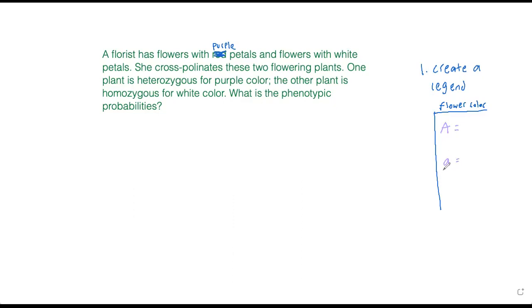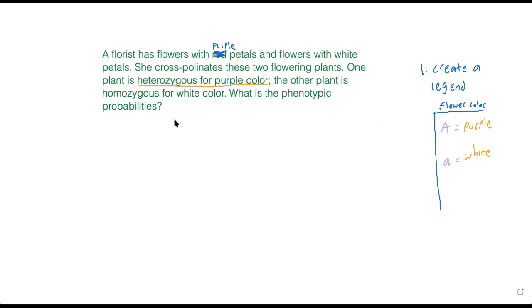Now, you might be saying, well, wait a second, professor, you didn't tell us which one is dominant and which one is recessive. And the answer is yes, I did. Because I said that this plant is heterozygous for purple color. And also recall that the heterozygote always has the dominant phenotype, the dominant allele. So in this case, we know that purple is the dominant allele, the functional one, because the heterozygote always has the dominant phenotype. So purple is going to be our dominant allele, and white is going to be our recessive allele.